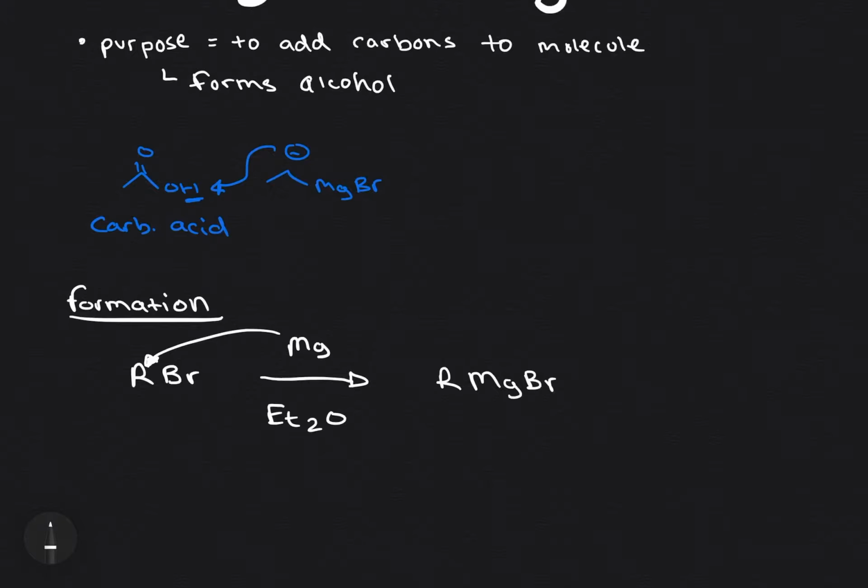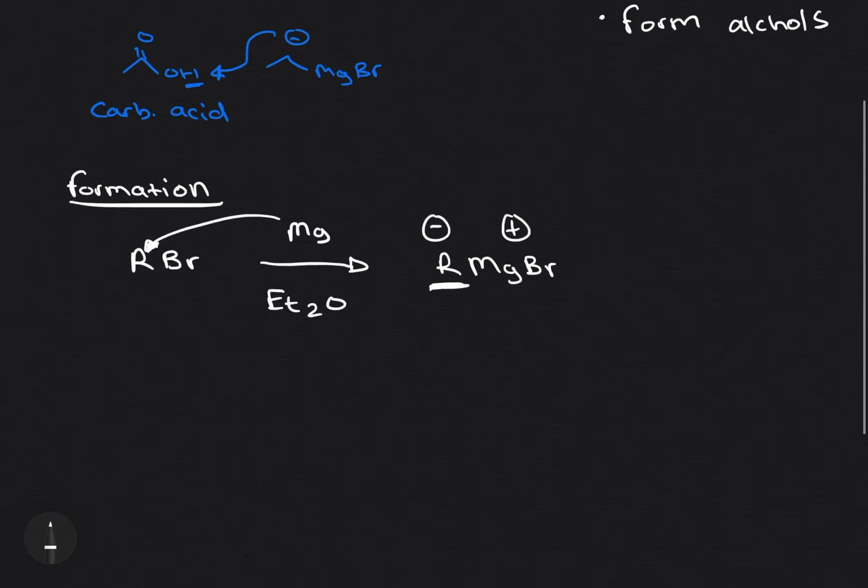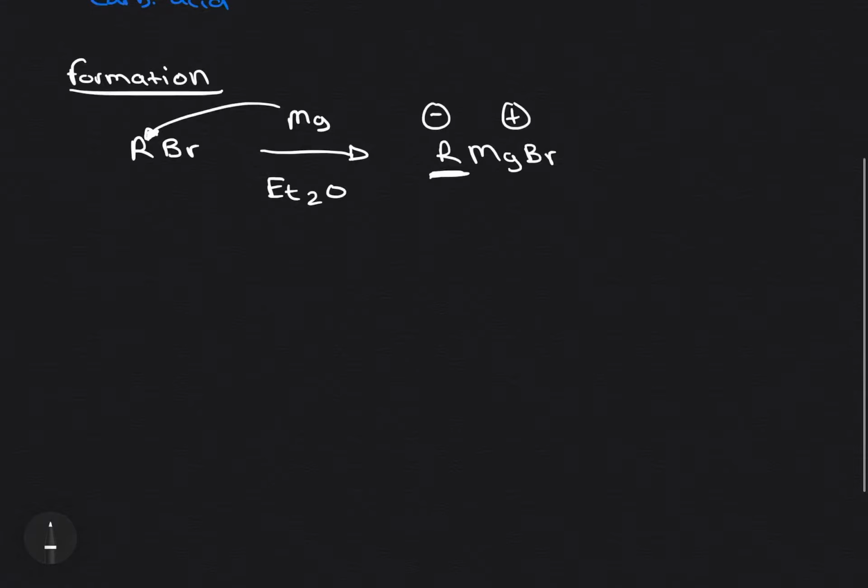So we know that this alkyl group is actually going to take a minus charge, and this over here is going to take that positive charge, and that's how it's going to react. That's how we're adding whatever this alkyl group is to whatever we're reacting it with. And these also form alcohols. That is the purpose of Grignards, to add carbons to a molecule and you get an alcohol. So let's go and jump right into some reactions.